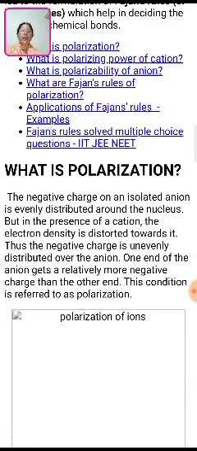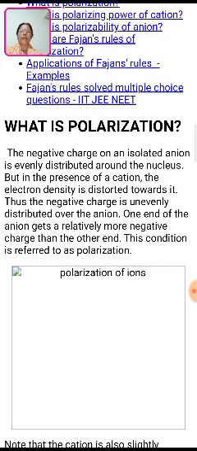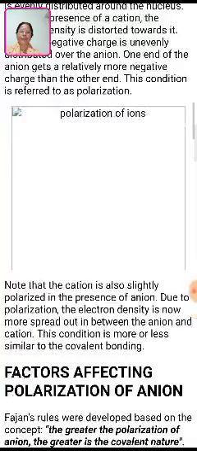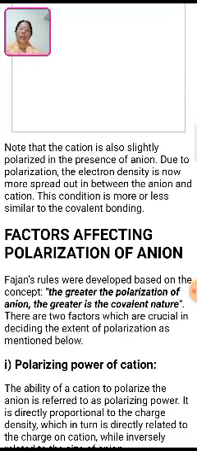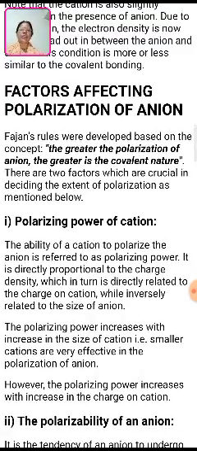The negative charge on an isolated anion is evenly distributed around the nucleus. But in the presence of a cation, the electron density is distorted towards it. Thus, the negative charge is unevenly distributed over the anion. One end of the anion gets relatively more negative charge than the other end, and this condition is referred to as polarization. The factors affecting polarization of an anion: Fajans rule was developed based on the concept that the greater the polarization of the anion, the greater is the covalent nature. There are two factors which are crucial in deciding the extent of polarization as mentioned below.